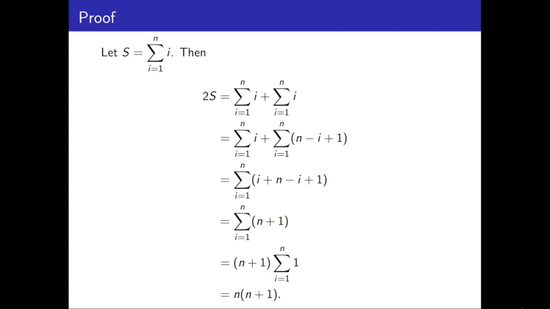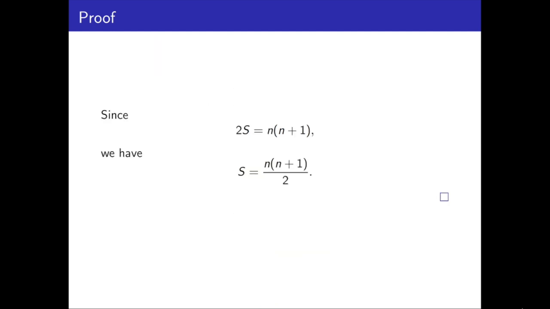Now, we've calculated 2S. What we're actually interested in is S. So we now divide this by 2. So we get S equals n times n plus 1 divided by 2. And S was the sum we're looking for. So that gives us a proof of this property.